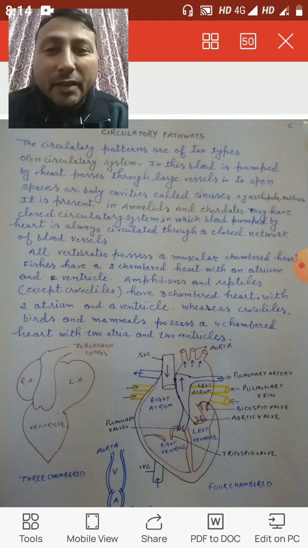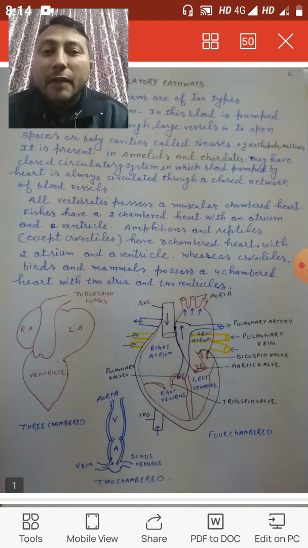The circulatory patterns are of two types: open circulatory system and closed circulatory system. In the open circulatory system, the blood is pumped by the heart through large vessels into open spaces or body cavities called sinuses. Example, it takes place in Arthropoda and Mollusca. In some other organisms like Annelida and Chordata, they have a closed circulatory system in which the blood pumped by the heart is always circulated through a closed network of blood vessels.